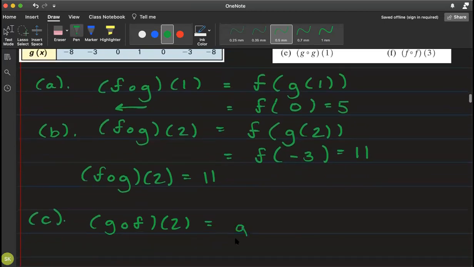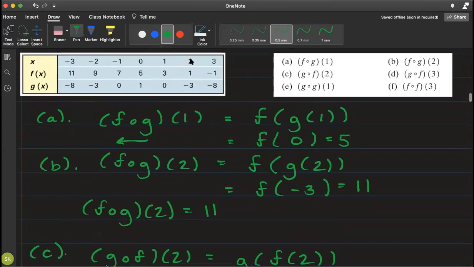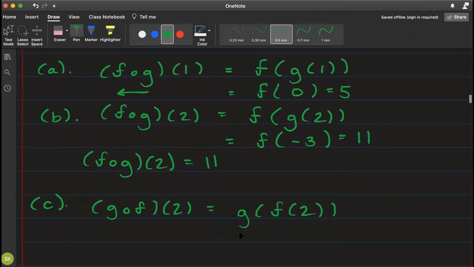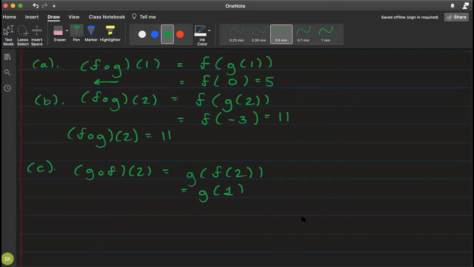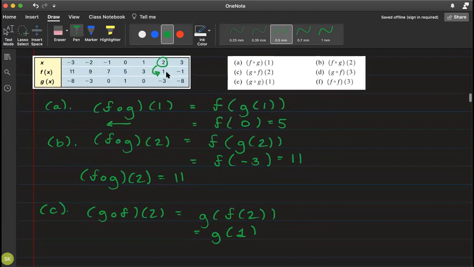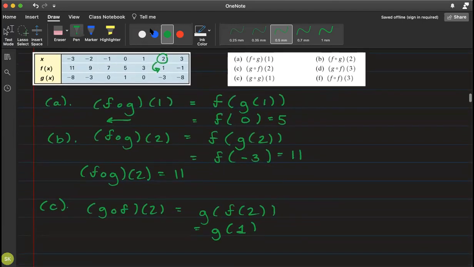So remember what this is. We're plugging in 2 into f, and then we're seeing where that value is sent by g. So first we find 2. 2 is sent to 1. So now I'm going to say that this is equal to g of 1. And I'm going to zoom out a little bit so I can see all this information here. And then I go to 1, which is right here, and I see where g sends it, which is 0.